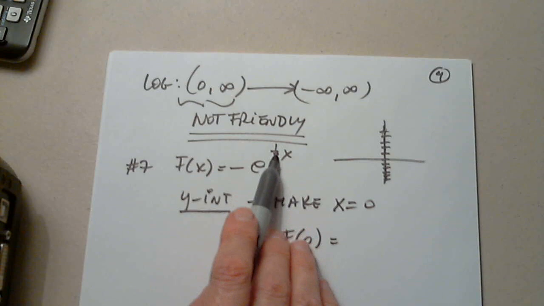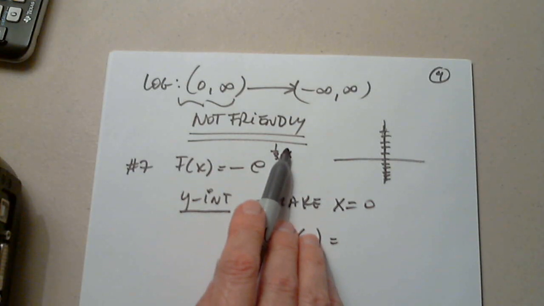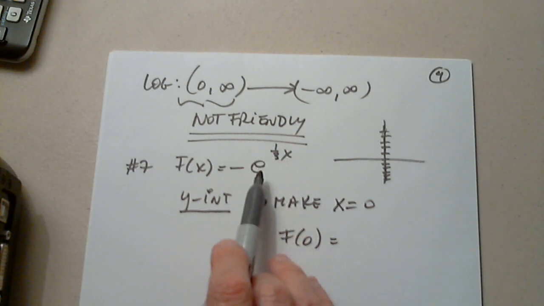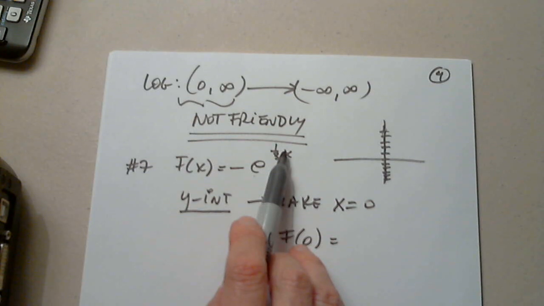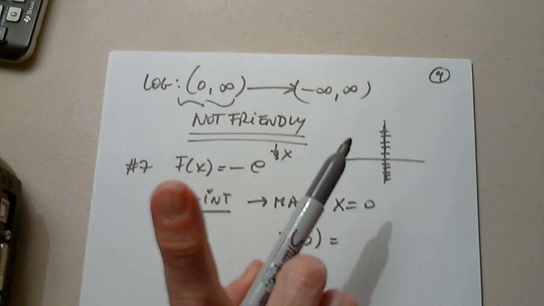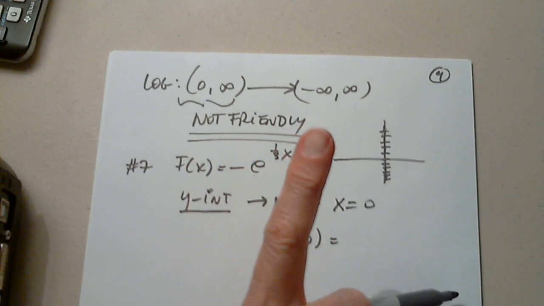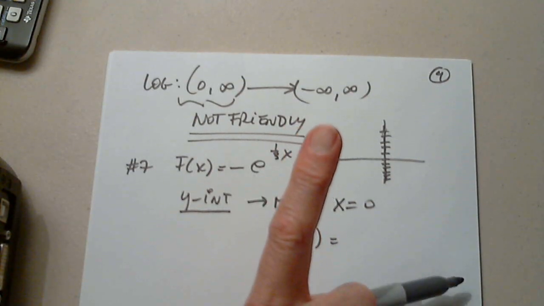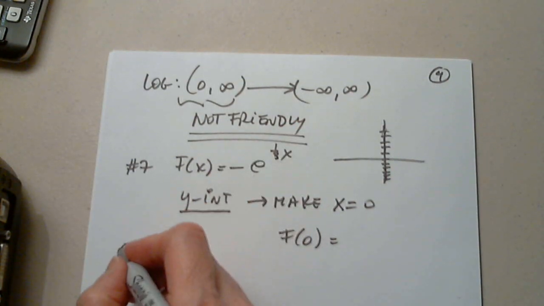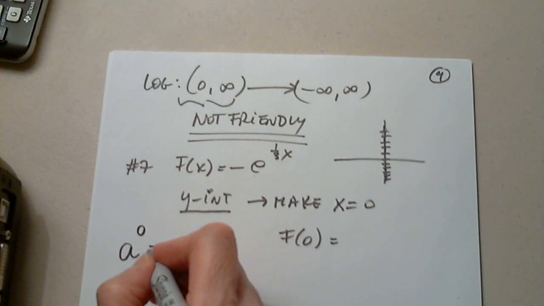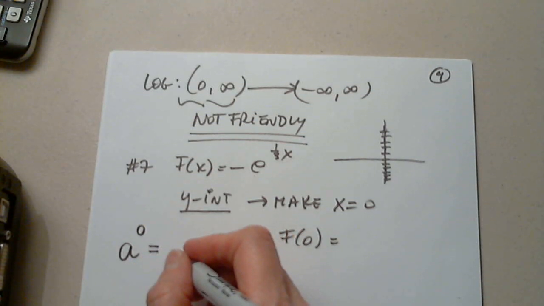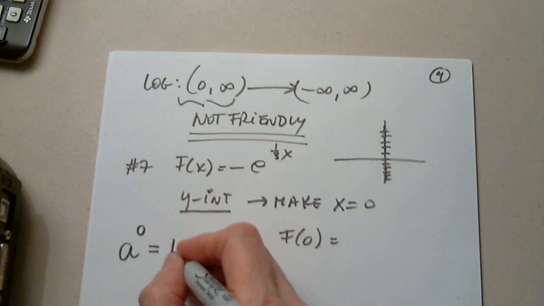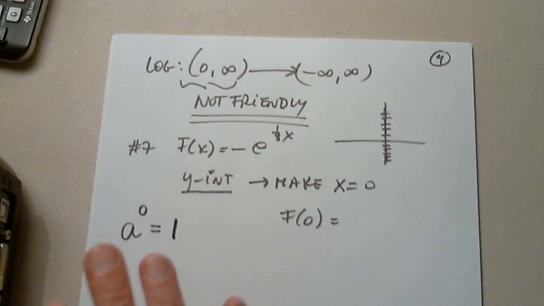How much is 1/3 times 0? 0. Yes. How much is e to 0? Oh, would it just be e? Any number raised to 0 is itself? 1. Very good.